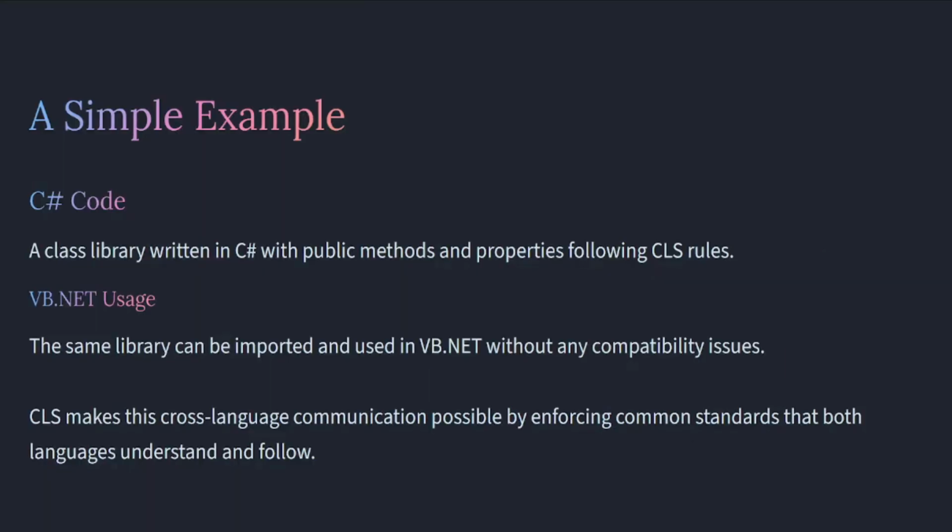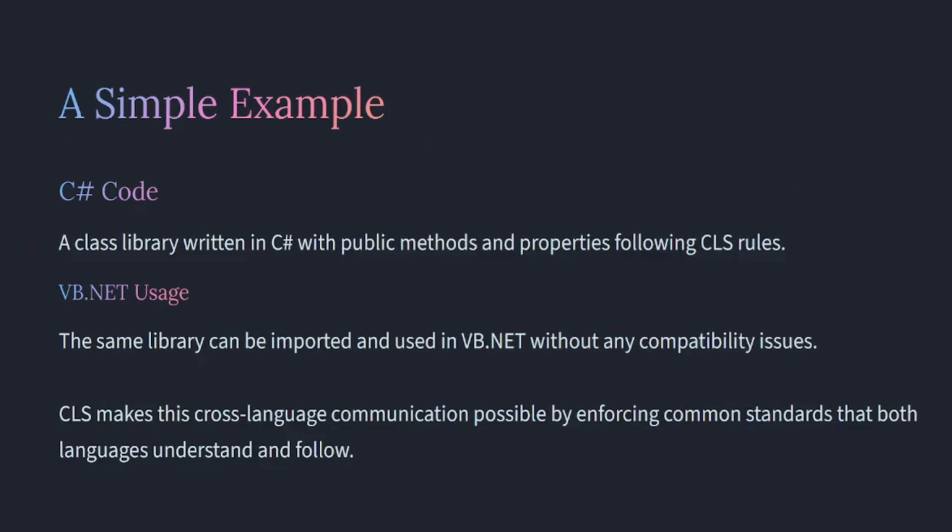Now, let's understand this with a simple example. Imagine you write a class library in C Sharp. Now, someone else wants to use the same library in VB.NET. Here, both the languages follow CLS rules, okay? So that the library can be used without any compatibility issues. So, even though the languages are different, they can still understand each other, correct? And that is possible because of CLS, okay?